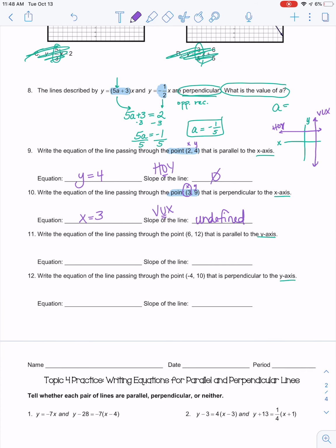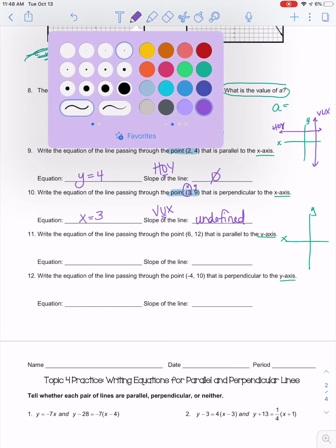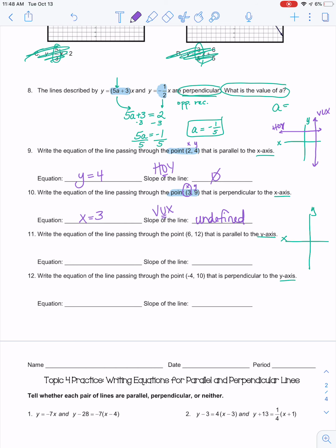Okay? Same thing for these next two. I'm going to draw a coordinate grid just to remind myself this is the x and this is the y. So write the equation of line passing through the point 6, 12 that is parallel to the y-axis. Here's my y-axis, so parallel would also be vertical, a Vux. So x equals, the x here is 6. Slope, because this is also a Vux, would have to be undefined.